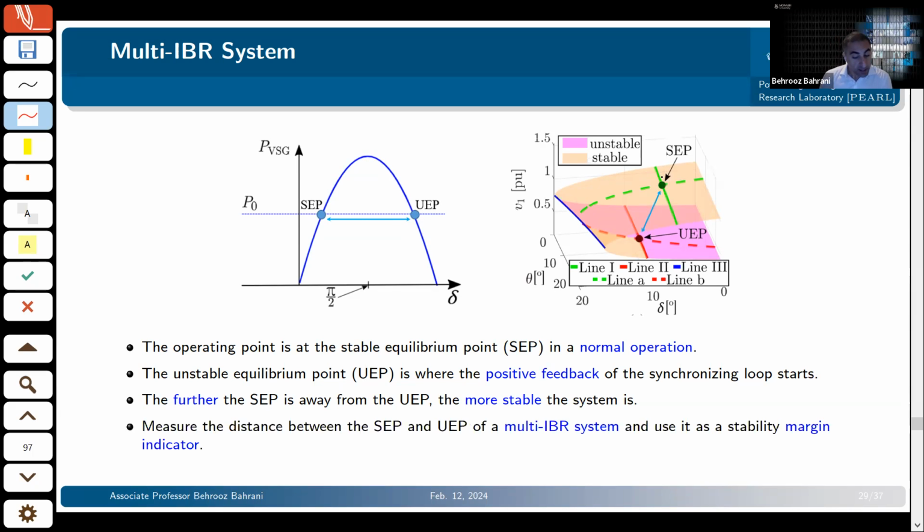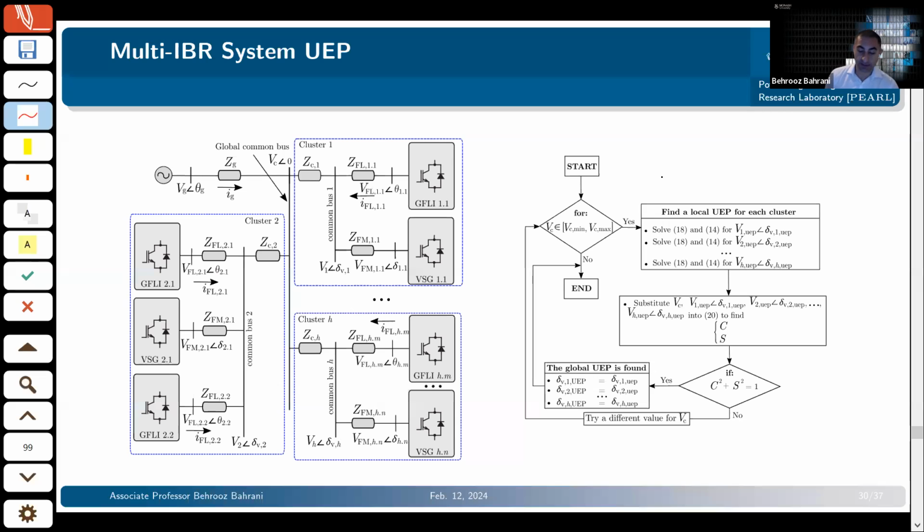Now, this might be applicable to larger systems as well, as we have already done some studies around this, and we are trying to understand what happens in a larger system. So this is a large system that we've been looking into so far.